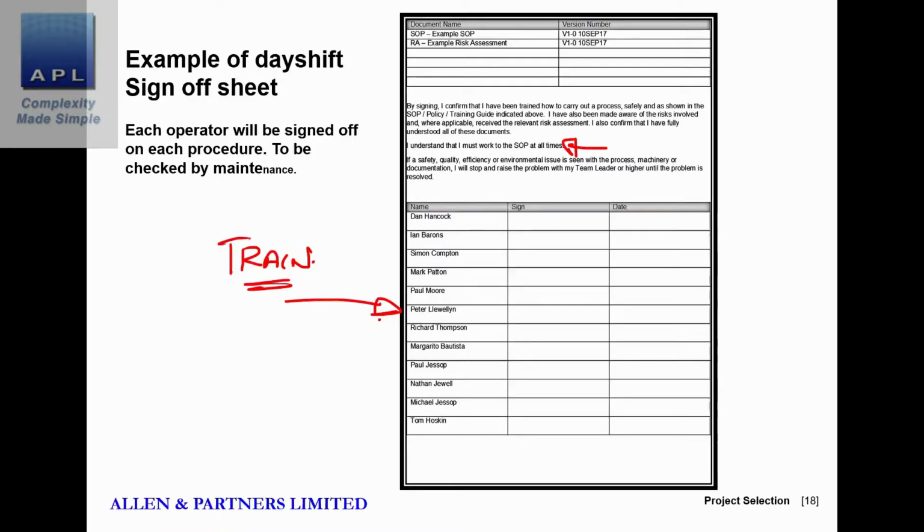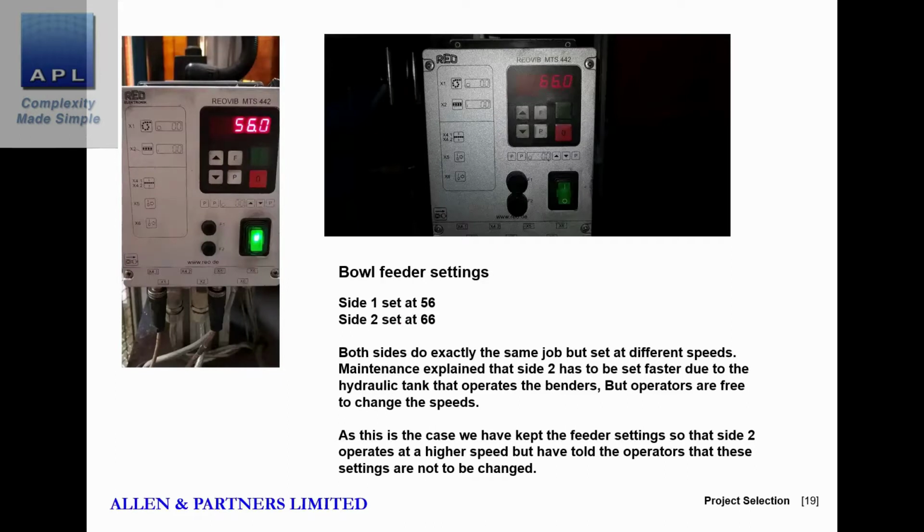So back to the training sign-off sheet. We've got the standard operating procedures. Now we've got a standard way of making sure that everybody's trained, standard way so that they understand what their roles and responsibilities are. Let's move on. Okay, bowl feeder settings. So now we're setting things on the machine. One of the things they're saying here, look, I've told the operators these settings are not to be changed. Absolutely crucial. That's what process control actually means.